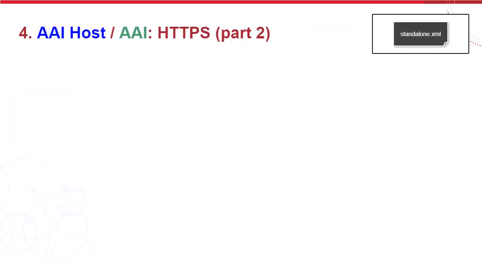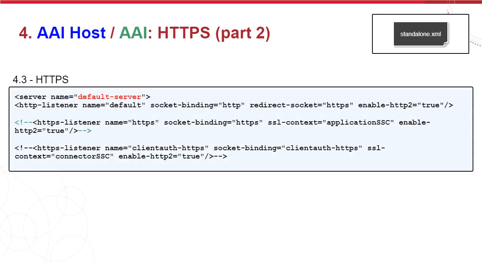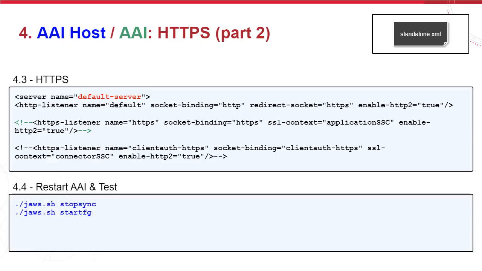Next, in standalone, we look for default-server. This section has 3 lines. The top one is for HTTP, the second one is for HTTPS for AAI, and the third is HTTPS for the connectors. We enable the second line by removing the comment tags. Restart AAI and then test. If you're able to access the AAI web UI over HTTPS with port 8443, then the first part is done.